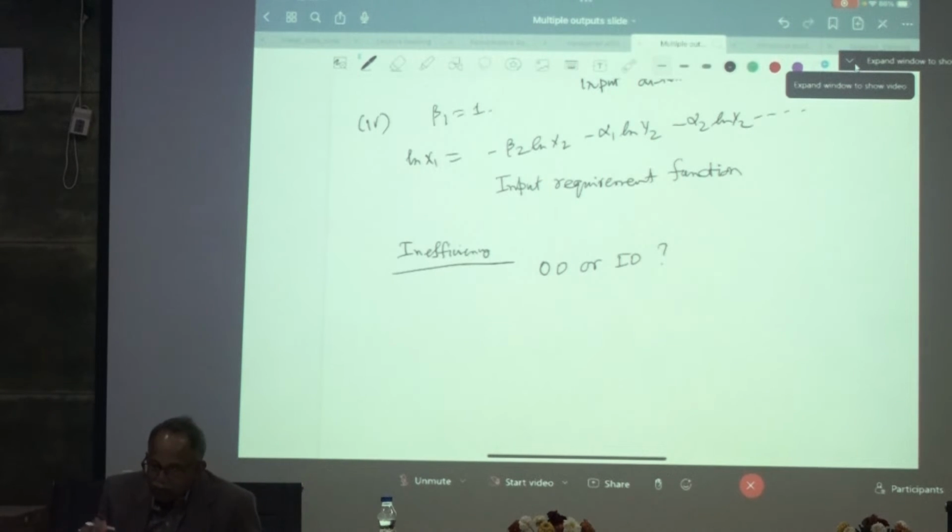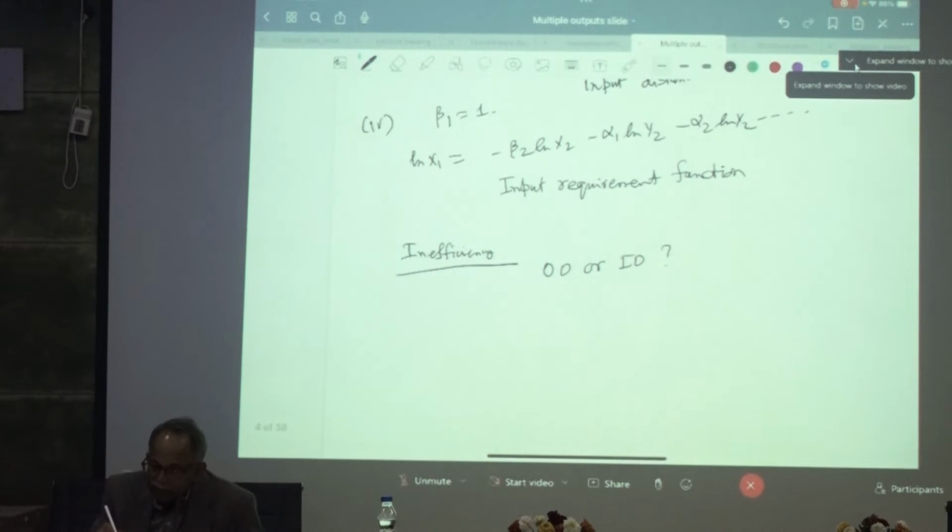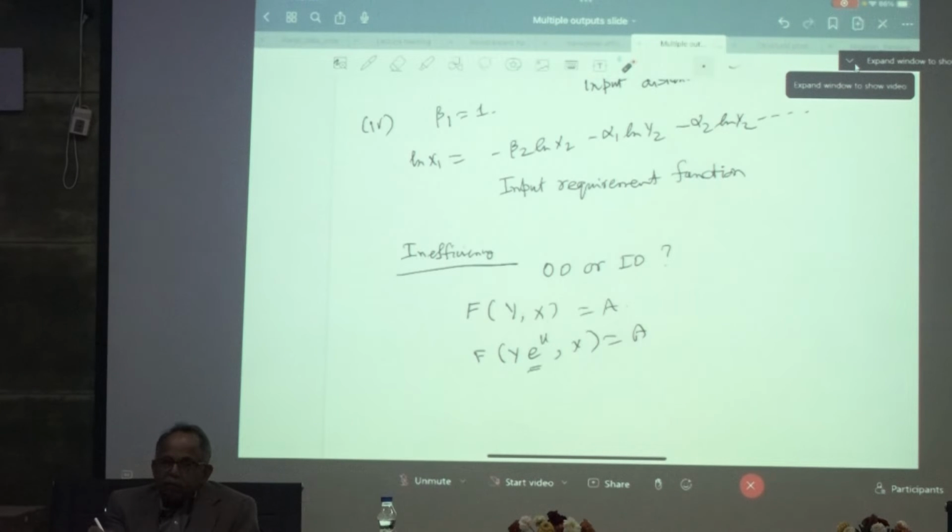So when you transform the function, which I wrote like this, f of y and x is equal to a, now I have to write it like f of y times e to the power u, and then x is equal to a. So u is your output oriented inefficiency. Okay. So what is happening is your actual output is y, but you are inefficient. So your potential output is y times e to the power u. That means you can produce more than what you are actually producing.